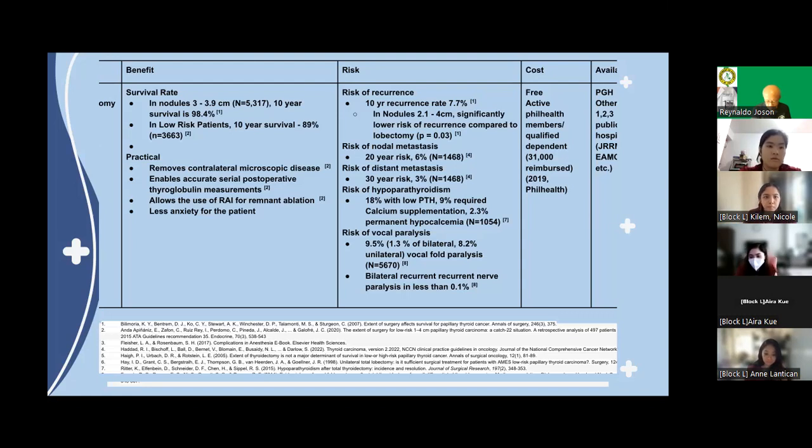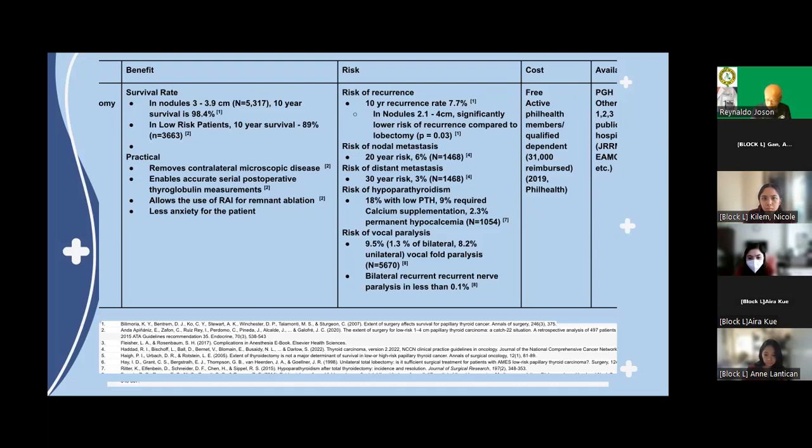Ideally, it would have been better if I had found a study that combined low-risk and same-size nodules. However, I was not able to find such a study. For the practicality, it is able to remove the contralateral microscopic disease. It enables accurate serial postoperative thyroglobulin measurements and allows the use of radioactive iodine for remnant ablation, if needed. And important for this patient, it will provide less anxiety for the patient.